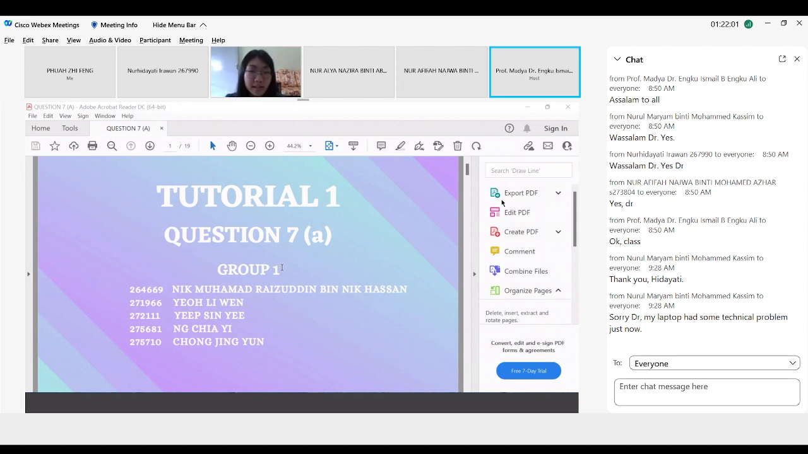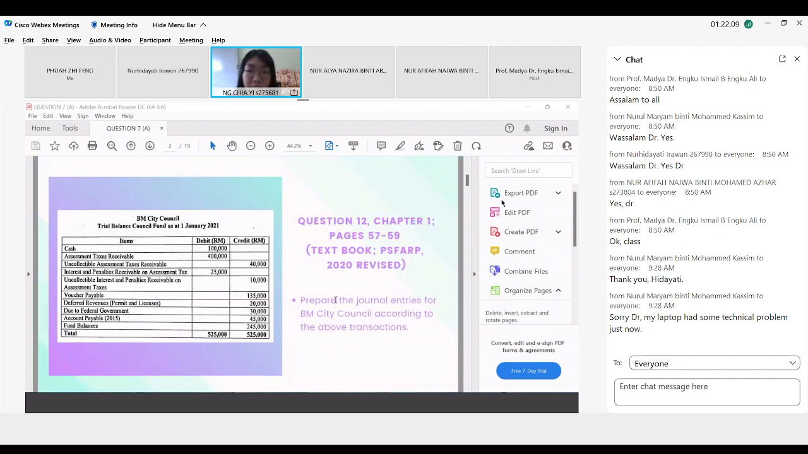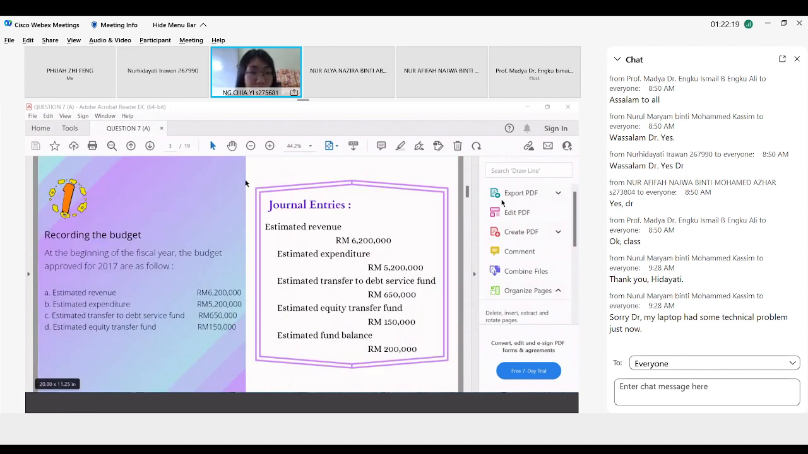So we are from group 1. We'll present the question 7A. This is our group member. And the question requires us to prepare the journal entry for BMCT Council for the transaction. This is a trial balance as 1st January 2021. And this is the first info. And so we debit estimate revenue, credit estimate expenditure, credit estimate transfer to debt service fund, credit estimate equity transfer fund, and we get the estimate fund balance 200,000 in credit balance.